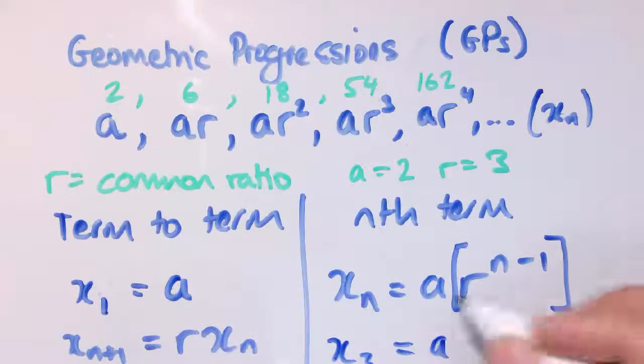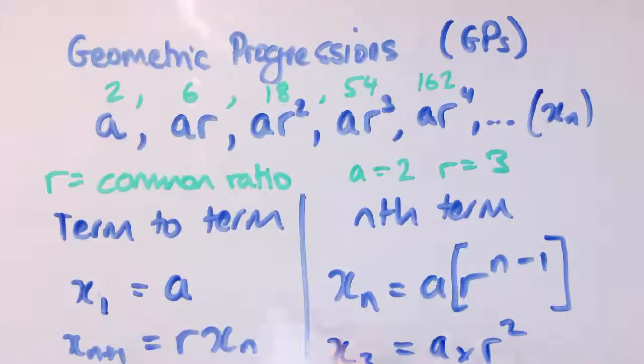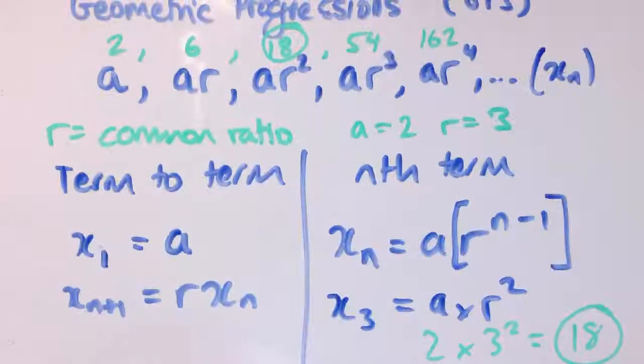So for example here, x3 is a times r to the 3 minus 1, a times r squared. In this particular example, it's 2 times 3 squared, which is 2 times 9, which gives me that term here, 18. Sorry, that's gone off the page. 2 times 3 squared is 18.